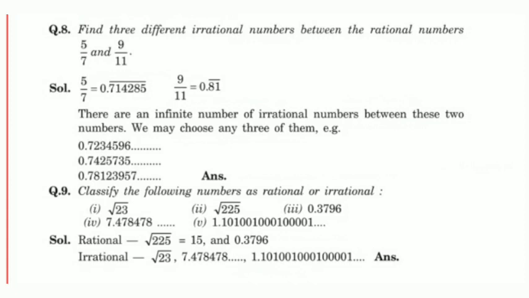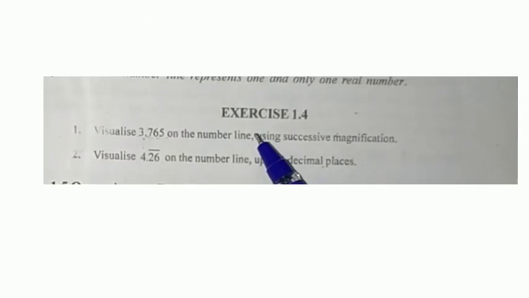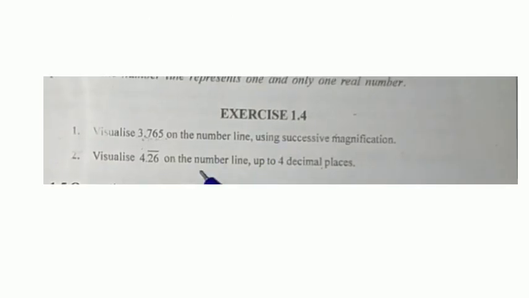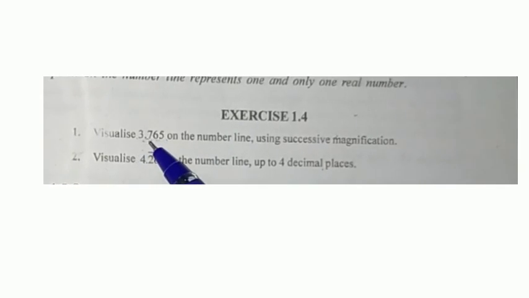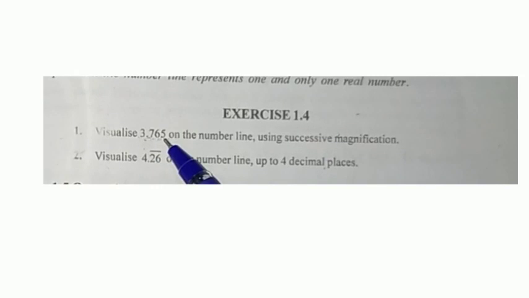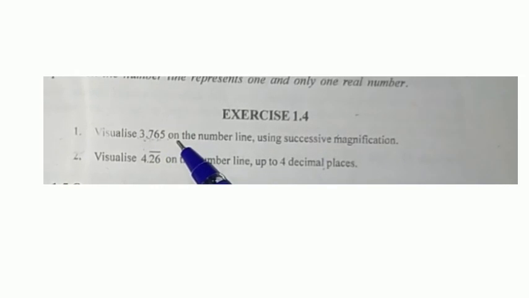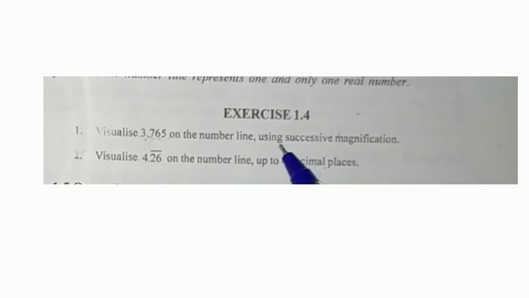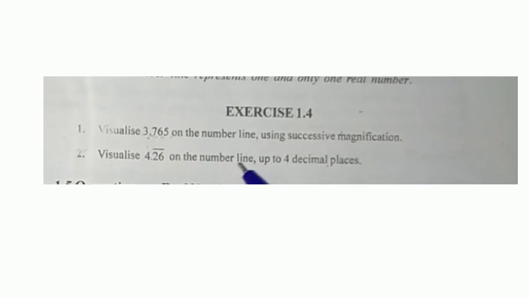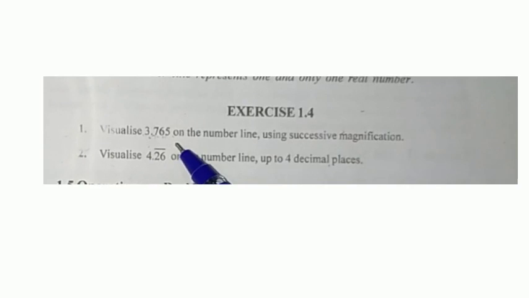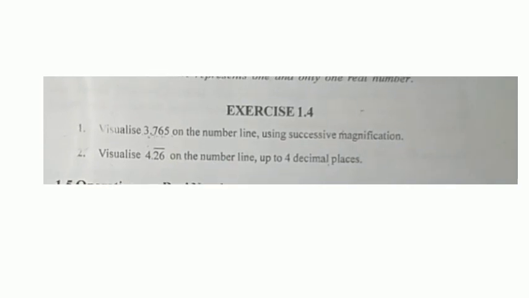Now we are going to the next exercise, directly to exercise 1.4. Here only 2 questions are there. First question: visualize 3.765 on the number line using successive magnification. It is a simple thing, just representing it on the number line by visualizing.